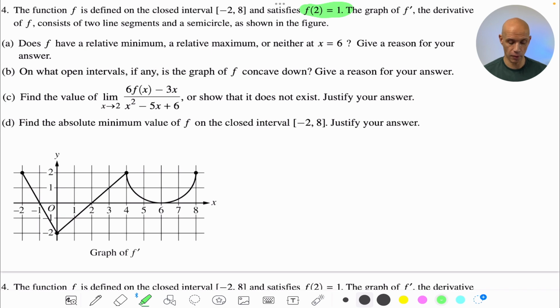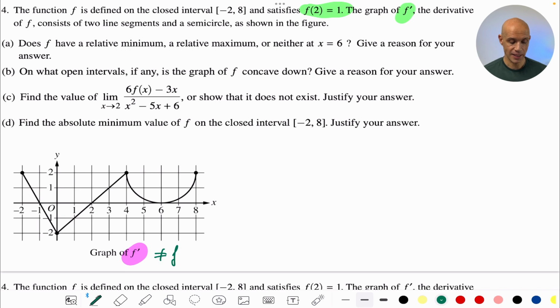Then the graph of f prime, this is very tricky. This is the graph of f prime. It's not the graph of the function itself, right? So be careful. This is not the graph of f. That's the first thing that we need to be careful with. And then it consists of 2 line segments and a semicircle.